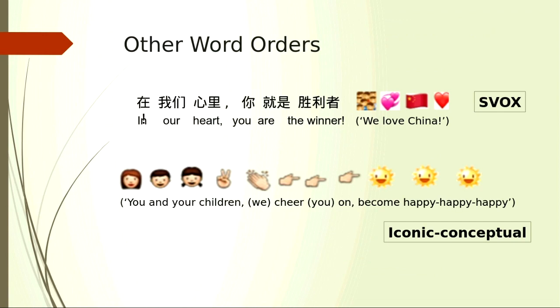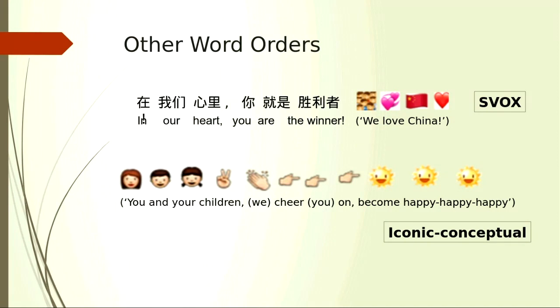Of course, there were other word orders. Only 60% fell into the OVS pattern. One that we see not too uncommonly is SVO, as illustrated here. In the first example, the text says, "In our heart, you are the winner." And then the emoji sequence is, "we love China," with a heart at the end functioning as a punctuation indicator that also indicates affective tone for the utterance.